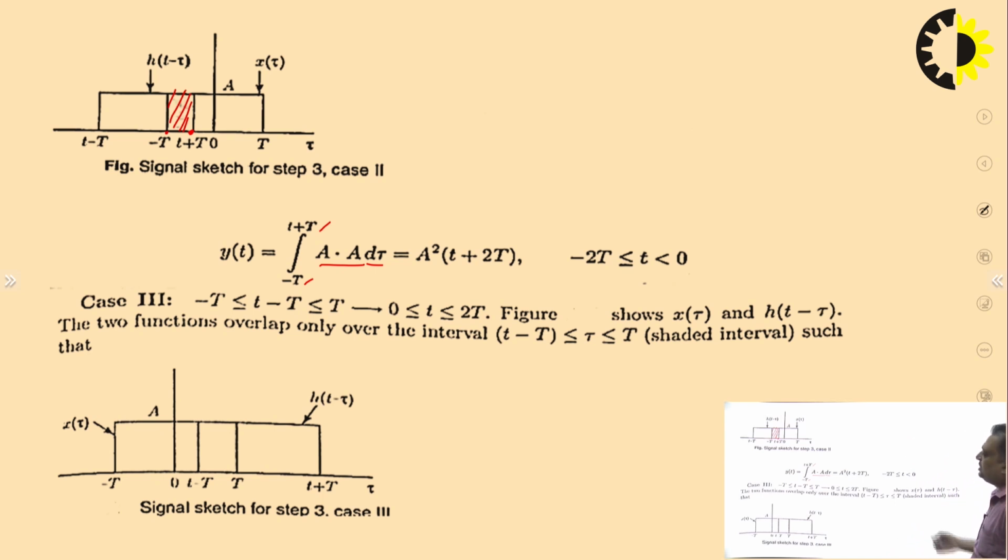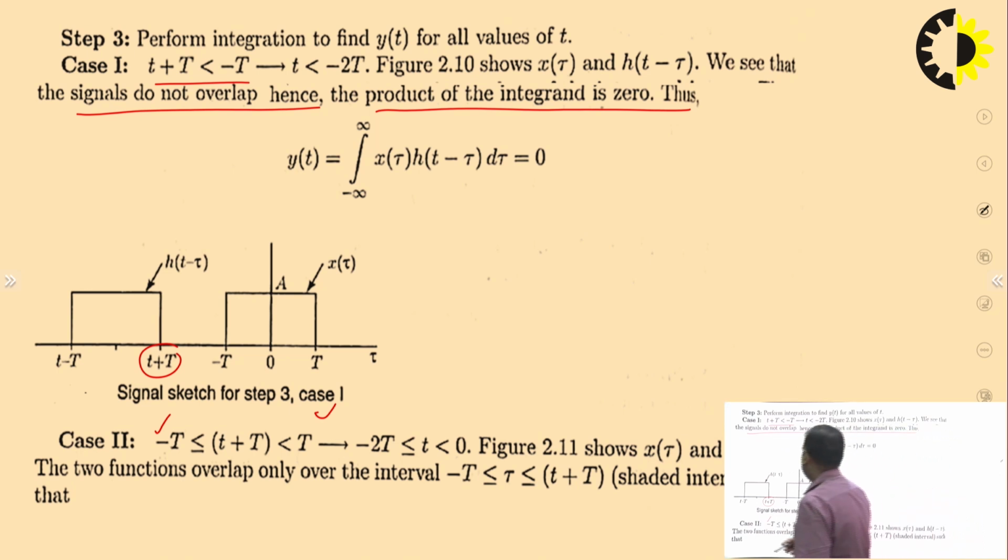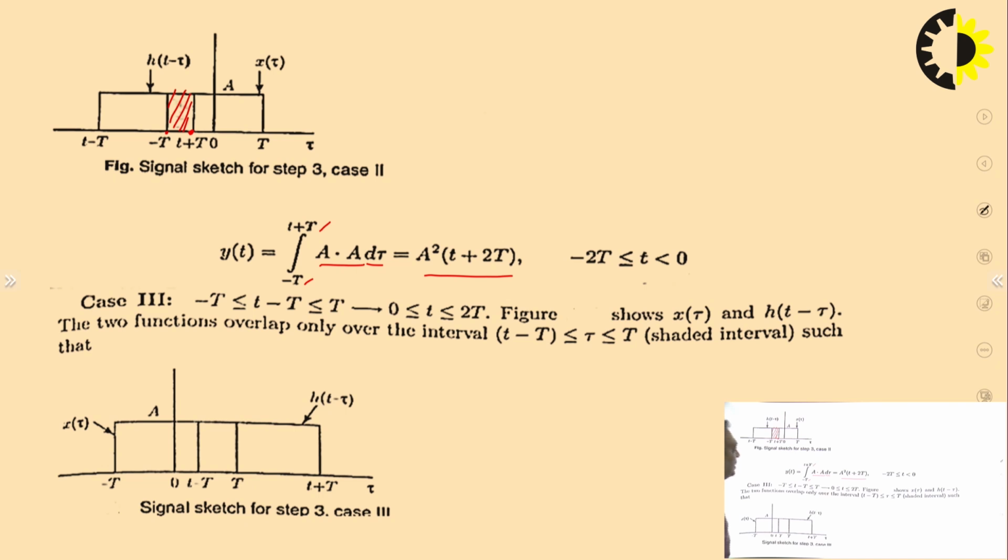So the limit is from minus T to t plus T. Simply solving it, you will find A square times t plus 2T. So this is the value of the output when the t plus T point is lying between minus T and capital T.